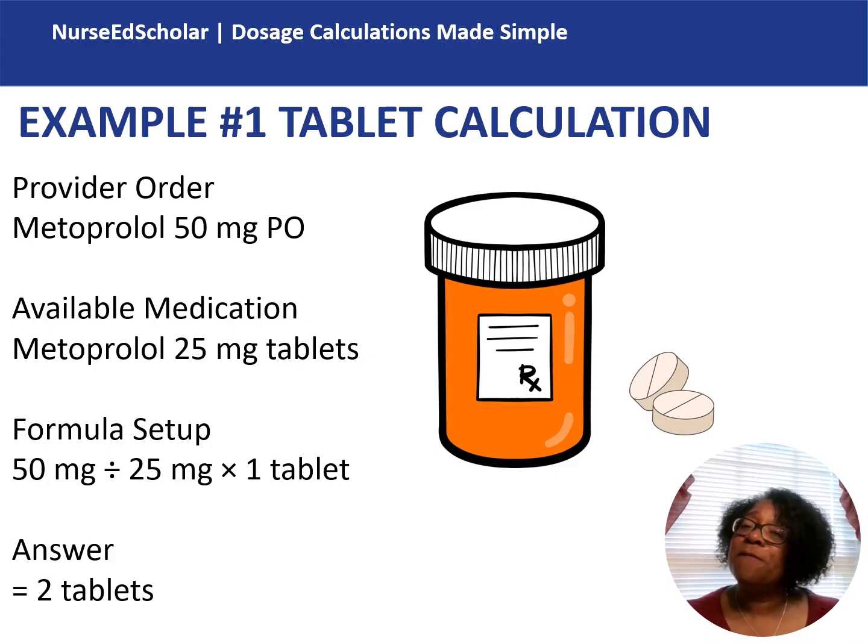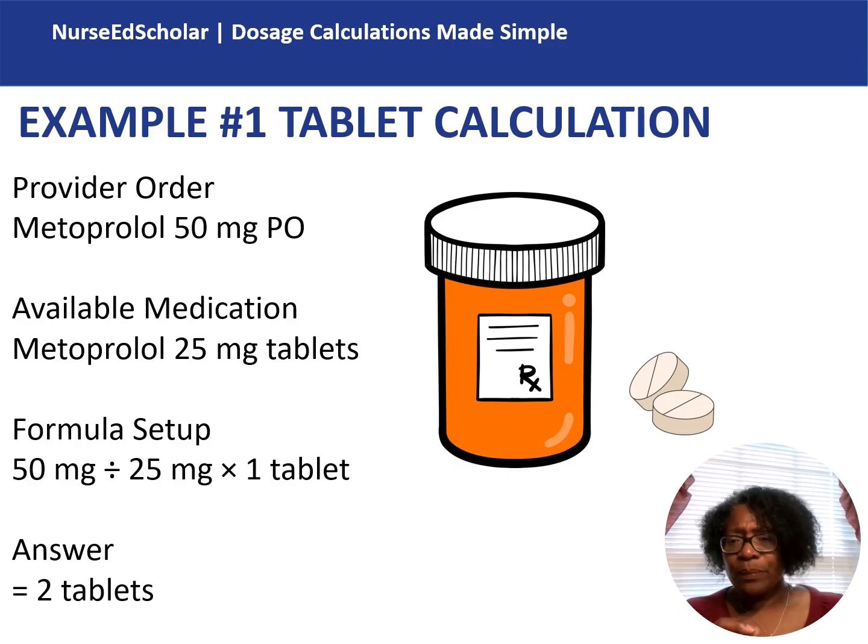So let's plug it into the formula that we just looked at. You have 50 milligrams is what the provider ordered. Then you're going to divide that by the 25 milligrams you have available. And then you're going to multiply that by 1 tablet. When you divide 50 by 25 and multiply by 1, it's going to give you 2 tablets. So the formula is 50 milligrams divided by 25 milligrams times 1 tablet, because you need to determine how many tablets to give.